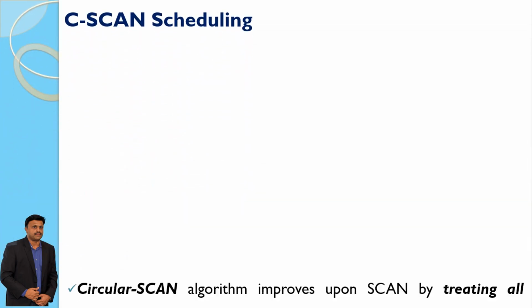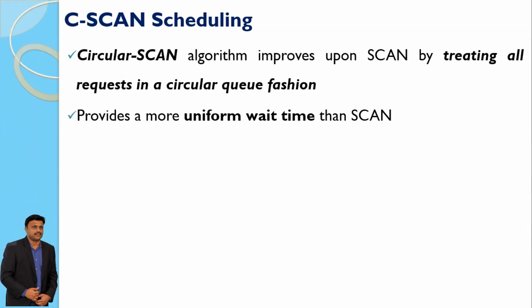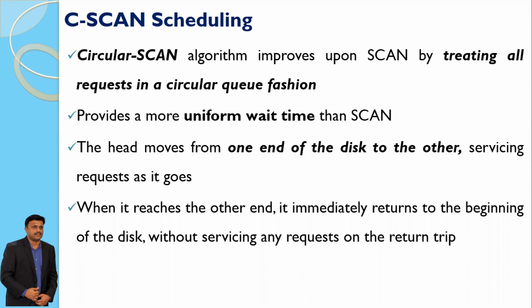Circular scan improves upon scan by treating all requests in a circular queue fashion, providing a more uniform wait time. The head moves from one end of the disk to the other, then returns to the beginning without servicing requests on the return trip.